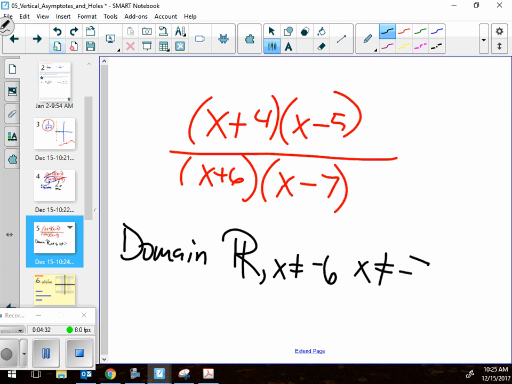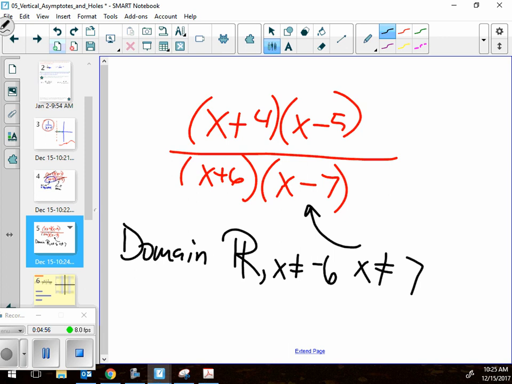No, +7, sorry. Notice these are always the opposites of what numbers are there, because it's the number you could stick into the x that makes it 0. Do you get that -6 and +7 cause issues? Now, they're either asymptotes or they're holes in the graph. So, do you see anything canceling here?